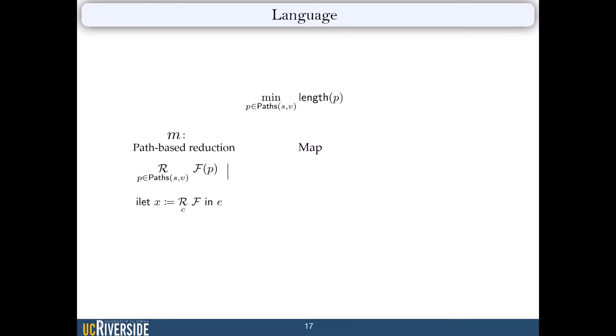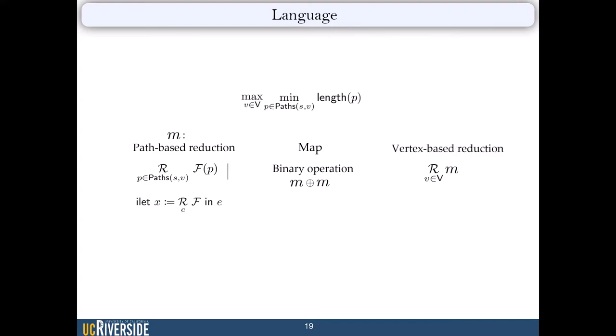Mapping over vertex values can be achieved by combining multiple path-based reductions with binary operators. The map operation in this example is simply the identity function. Next, we need to calculate the eccentricity for all the vertices by applying the maximum reduction function to the shortest path computation. In graphs, reduction function can be applied to the results of a path-based computation, and it's called a vertex-based reduction. Finally, the minimum of the eccentricities over a set of sample sources are calculated.